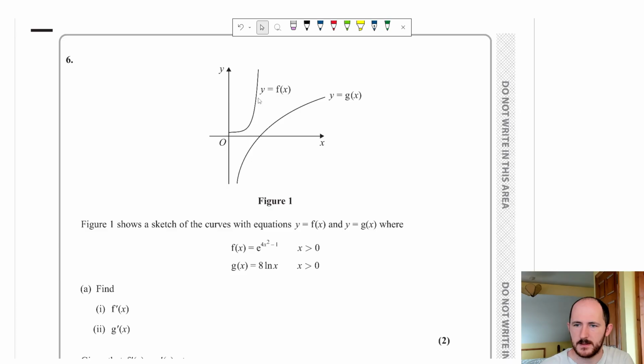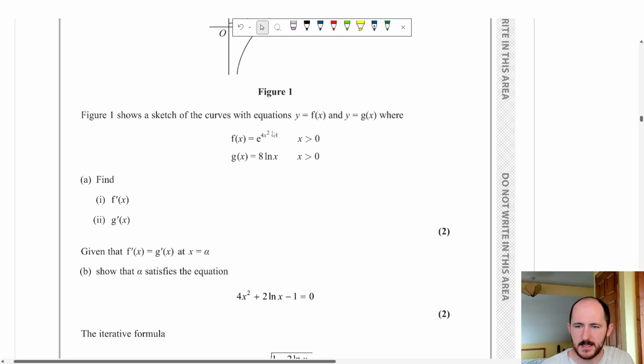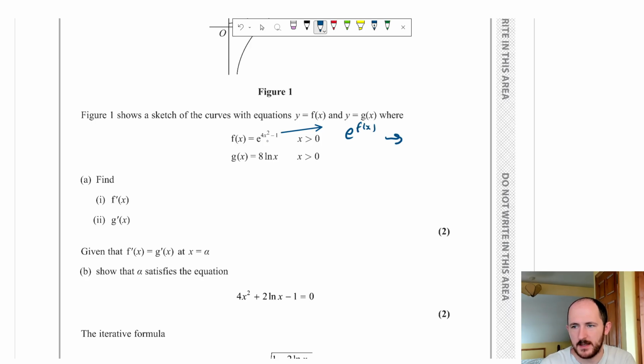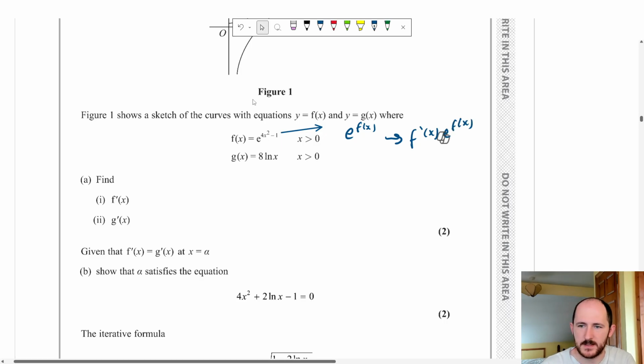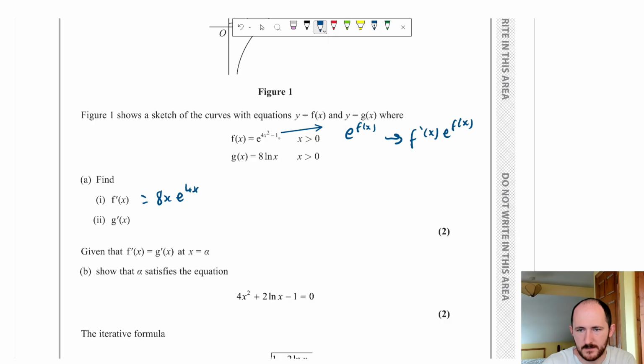Yeah, so here we have a question with 2 functions. The first function is e to the 4x squared minus 1. Second function is 8 ln x, and we just need to differentiate both of them. Differentiating this, again, you can technically use a substitution or a chain rule or something like that. But what we really need to remember is that when you have e to the f of x, you differentiate what's in the power, so what's in the exponent, and then you write the exact same thing again. So if I differentiate that, we get 8x, just 8x. So we get 8x, and then the exact same function again.